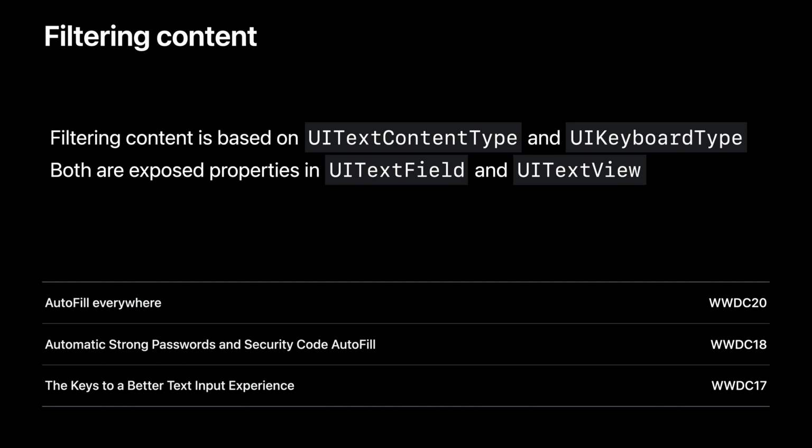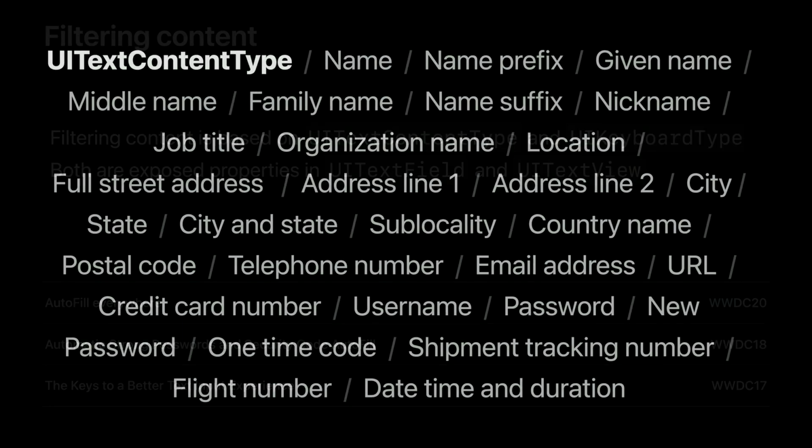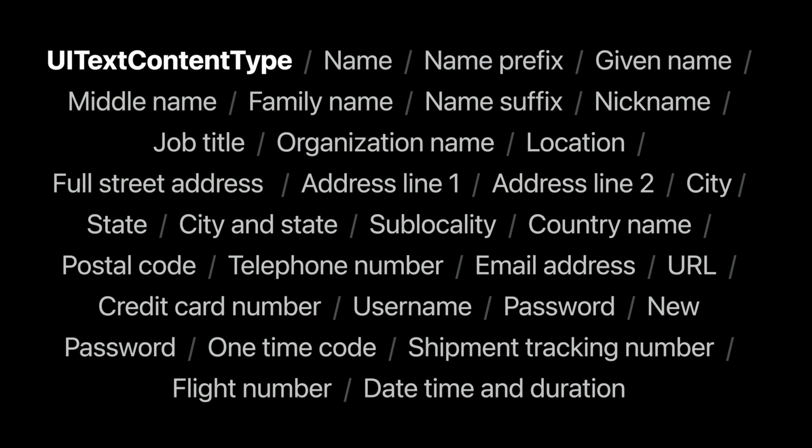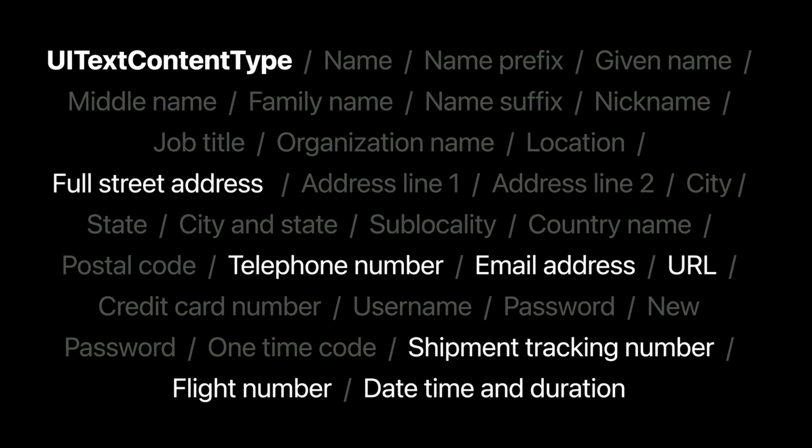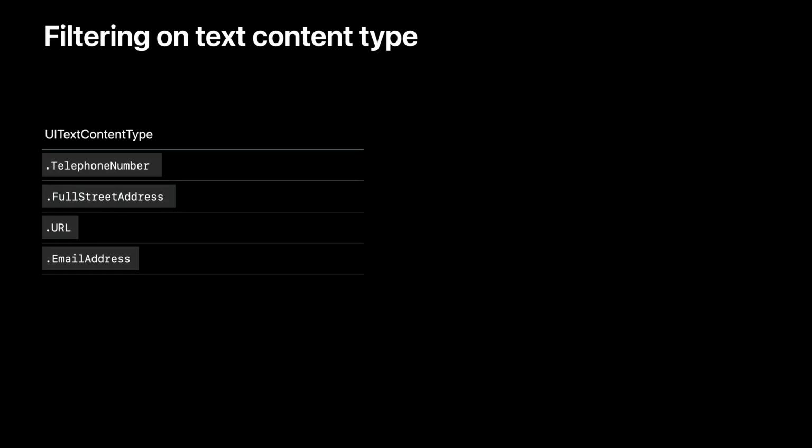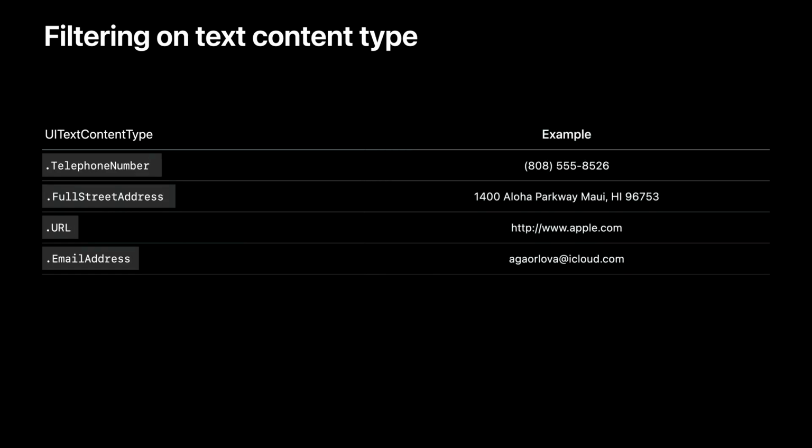Okay, back to text content type. The text content type can be any one of these various values, but the camera won't filter for all of these types. It'll filter on just these 7. Let's look at some examples. These first 4, telephone number, full street address, URL, and email, they all pre-exist in iOS today.